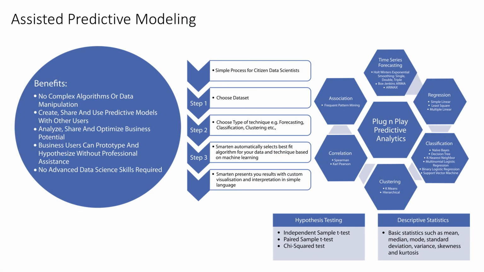The assisted predictive modeling tools enable users with simple tools and processes and walk them through the process to choose a dataset, a type of algorithm technique like classification, forecasting, or clustering, and then the system automatically recommends the best fit algorithm and presents the citizen data scientist with results and visualization to interpret the data in the right way.